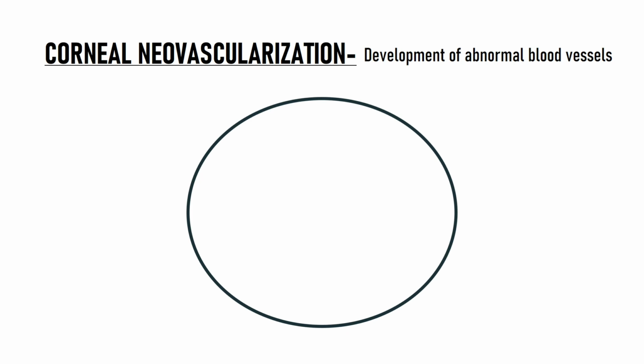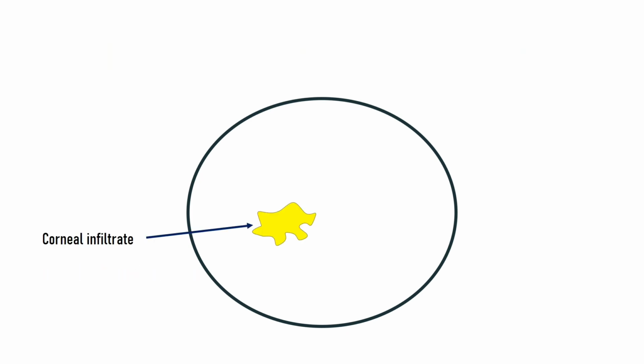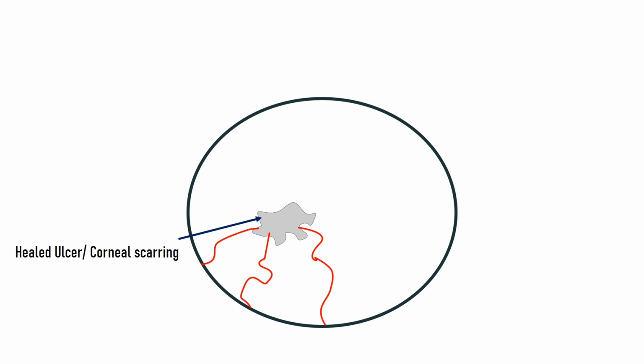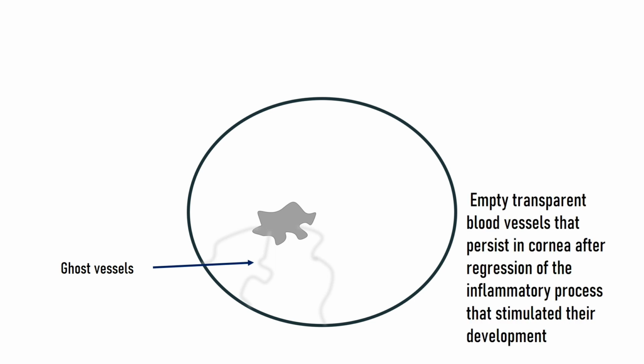Corneal neovascularization is a condition in which abnormal blood vessels develop in the cornea. So here you can see a healthy avascular cornea, and now corneal infiltrates have developed on it. Blood vessels reach the infiltrate to help in healing of the ulcer, resulting in a corneal scar. After healing of infection, the new vessels that are formed turn into what we call ghost vessels. Ghost vessels are empty transparent vessels that persist in cornea after regression of the inflammatory process that stimulated their development.